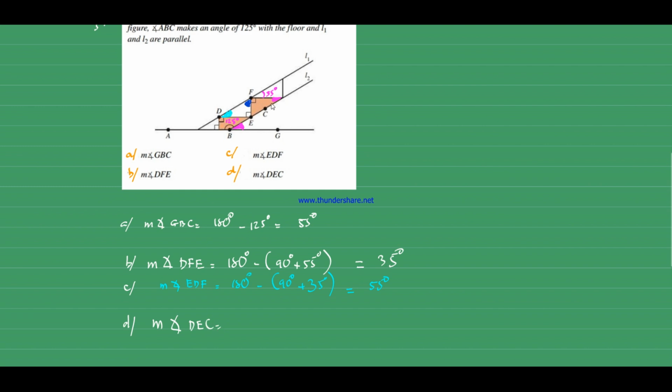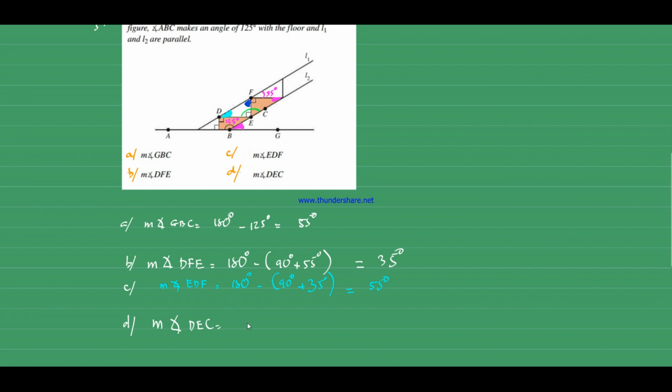Okay, DEC, which is this one right here. So we already have 90. Or you can look at this one. Actually, DEC is 125, because you see that this one and this one are parallel to each other. Yeah, but I can calculate it like this.